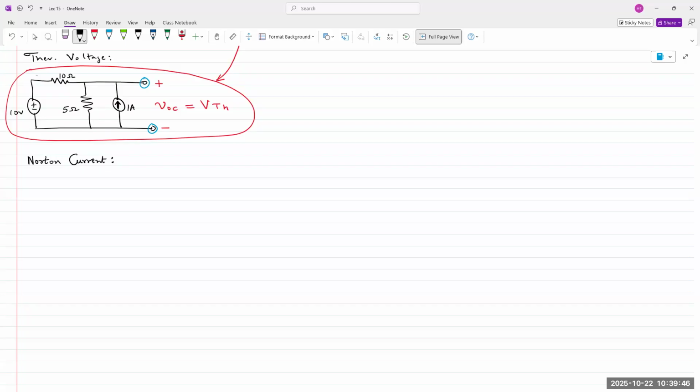The only case where we would redraw or make any changes is if there was a component between those terminals and the question asked, analyze and find the Thevenin or Norton circuit as seen from the perspective of that component. Then we would remove that component. So now we have open terminals, and then analyze the rest of the circuit. This is something I emphasize and I point out.